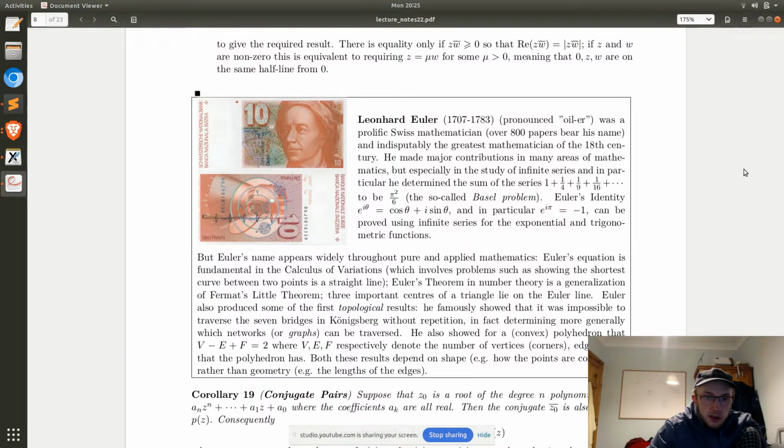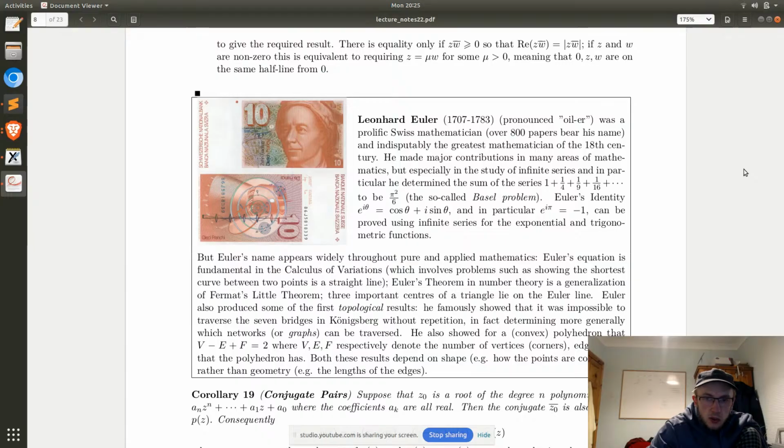Euler also produced some of the first topological results. He famously showed that it was impossible to traverse the 7 bridges in Königsberg without repetition. In fact, determining more generally which networks or graphs can be traversed.